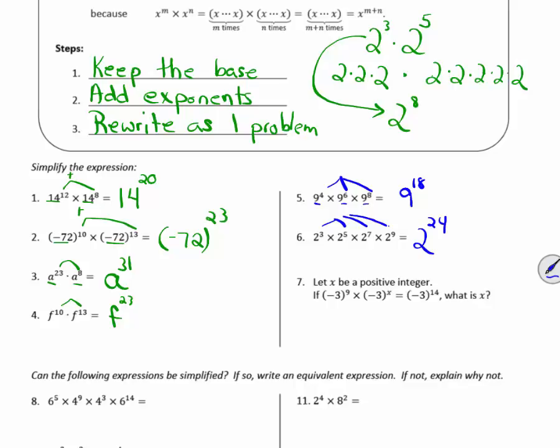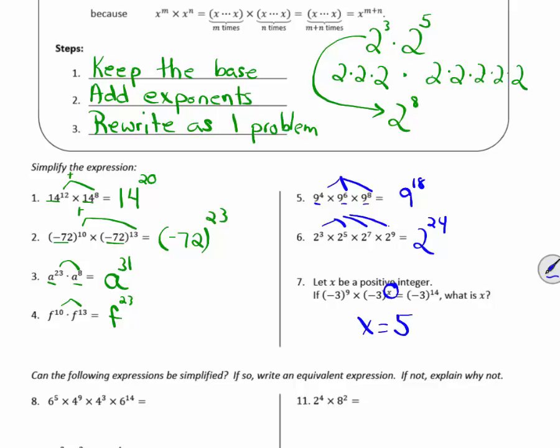Let x be a positive integer. I want to know what has to go up here so that I have a total of 14 negative 3's is really what that's asking. So in this case, x would have to be, well, to get from 9 to 14, we would have to add 5.